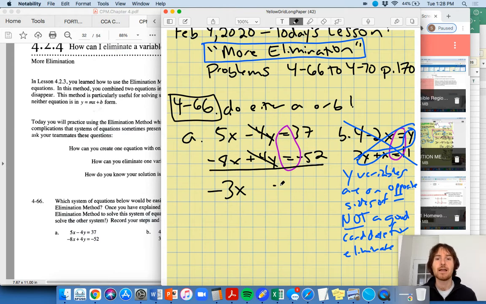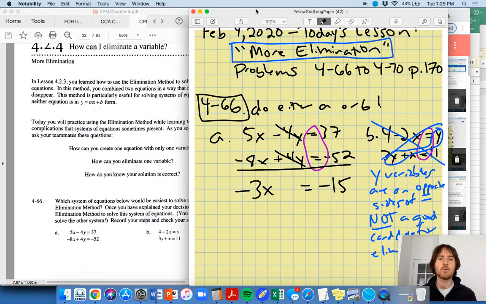Okay, so now I got this. I got 37 minus 52. So 52 is a larger absolute value than 37. So since that's negative, my sum is going to be negative here, and they're 15 apart. I'll also use a calculator too, right? Use a calculator, okay? There we go.